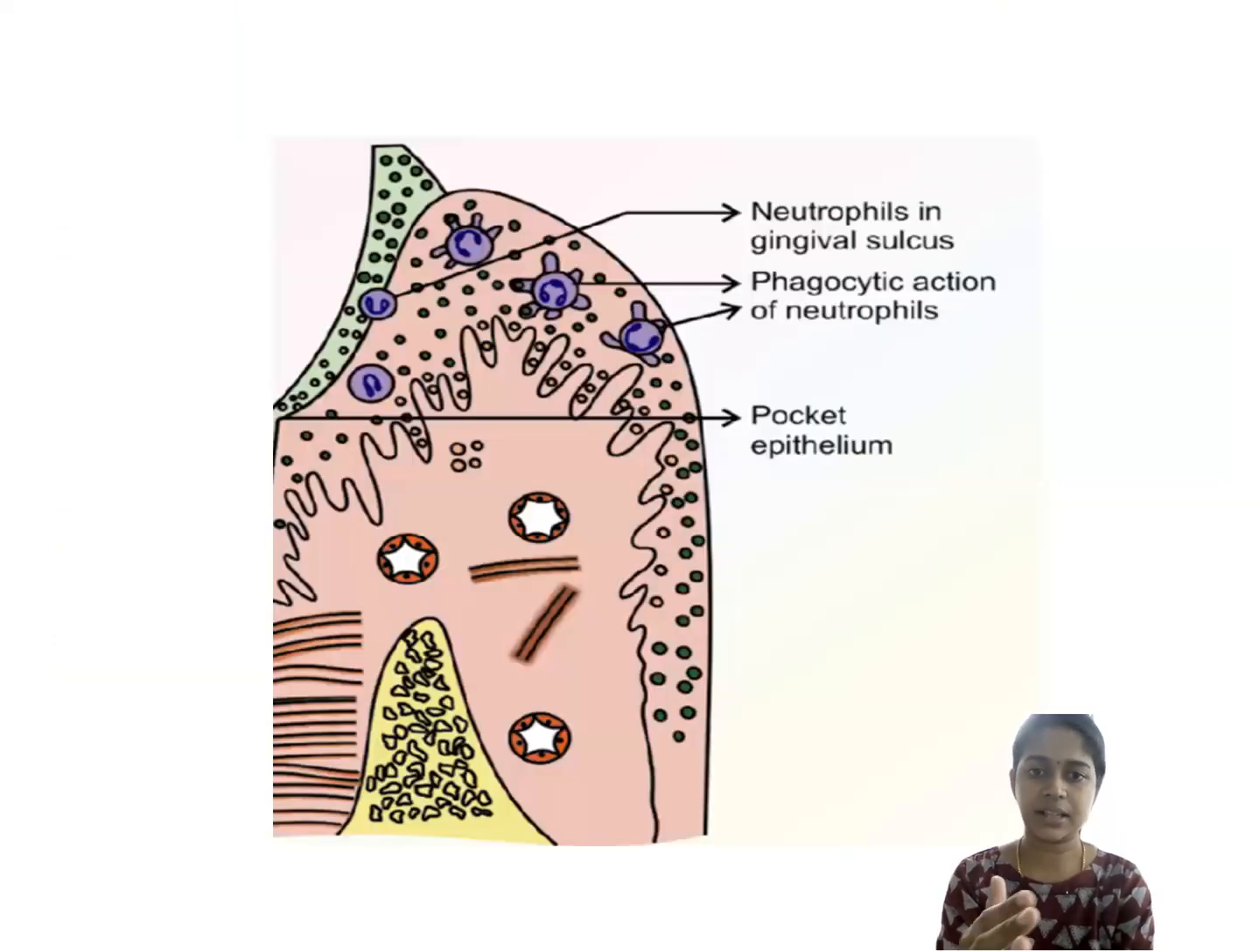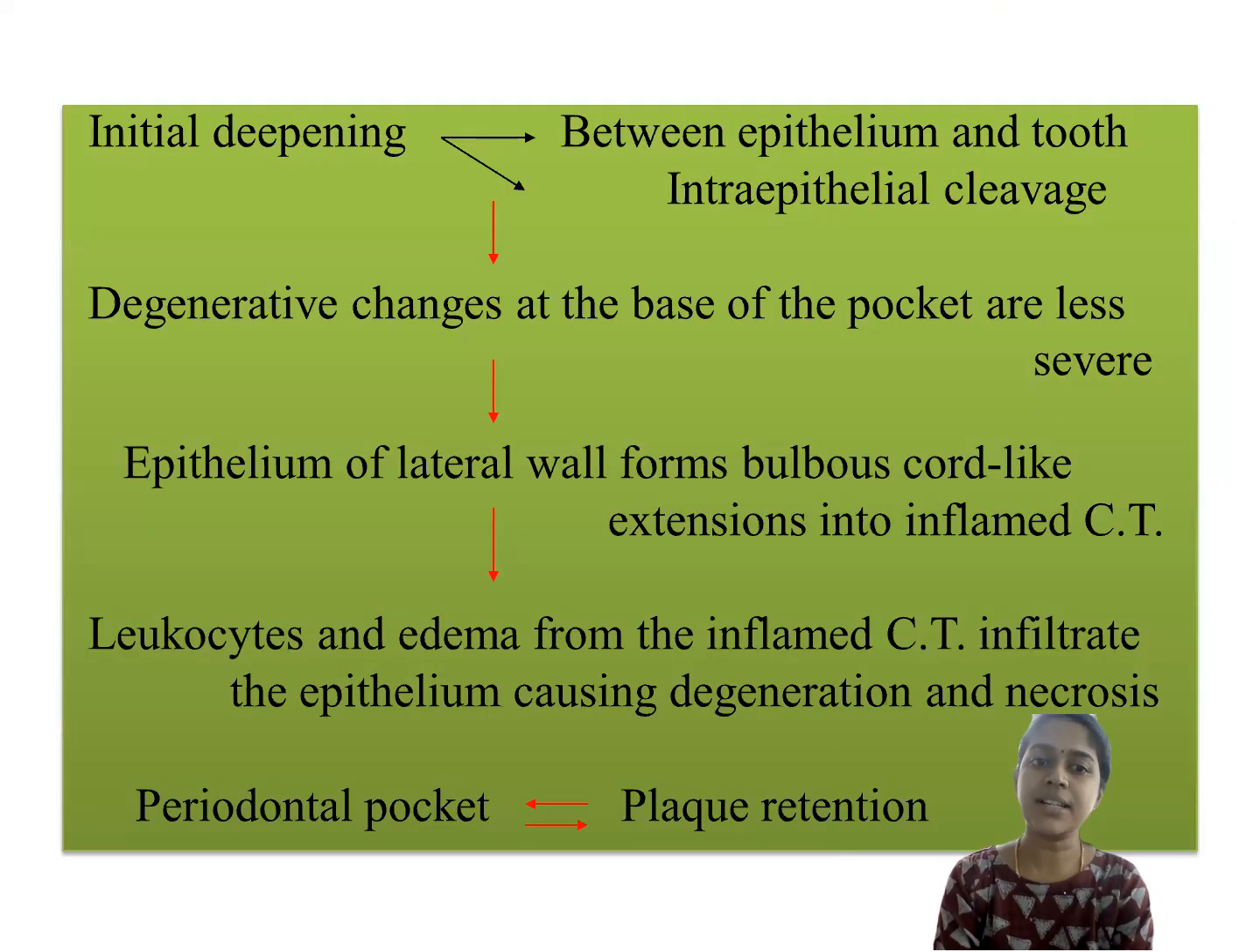The picture shows the series of events during pocket formation. So once it detaches, what happens? There is a deepening between the epithelium and the tooth, and formation of a cleft. Degenerative changes will be there, which are more severe in the lateral aspect of the pocket.